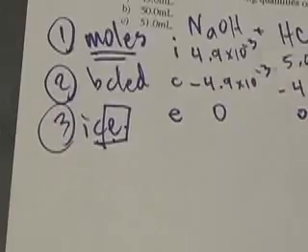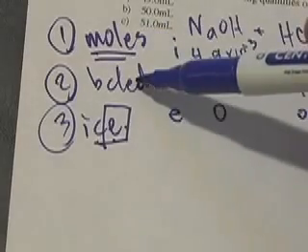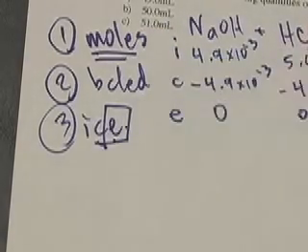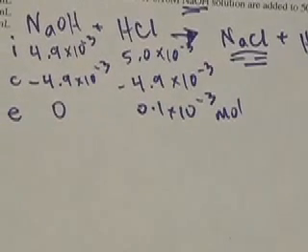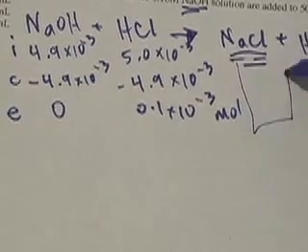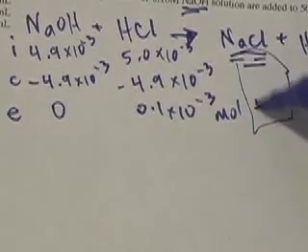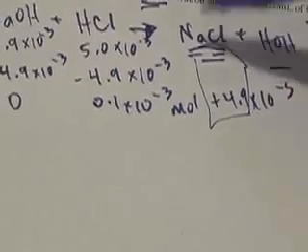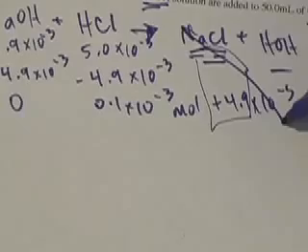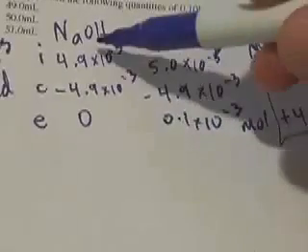So step number 1 was moles. Second, write the balanced equation. Third, ice table it. We've done all 3 of those steps, and now comes the decision time. What is the pH based upon? Well, of course, I didn't even write anything over here at the NaCl. I would have gained 4.9 times 10 to the negative third, but the pH isn't going to depend on the NaCl. It's not going to depend on the water. It's not going to depend on the NaOH because there's none of that left.